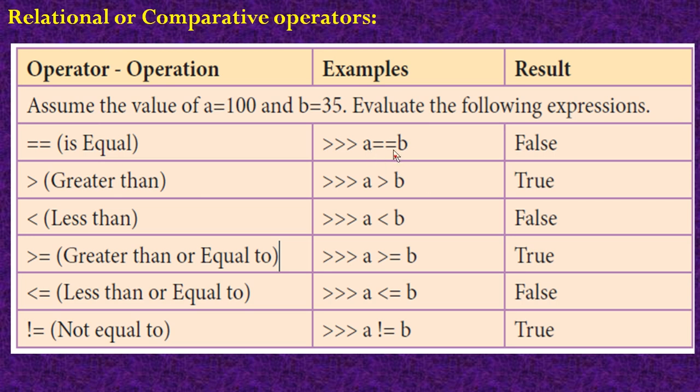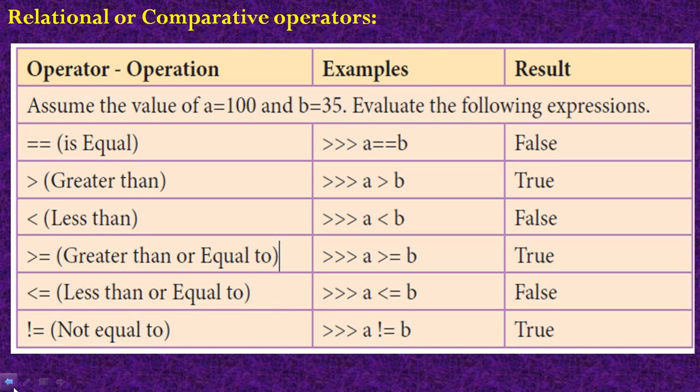That is called a equal to b. Here a is 100, b is 35. So the total value is false. Greater than, similarly a greater than b. Less than, a less than b. Greater than or equal to, whether a may be greater or equal with b. Less than or equal to, a may be less than or equal with b. Not equal to, a not equal to b. Here not equal to is an exclamation mark followed by equal to.